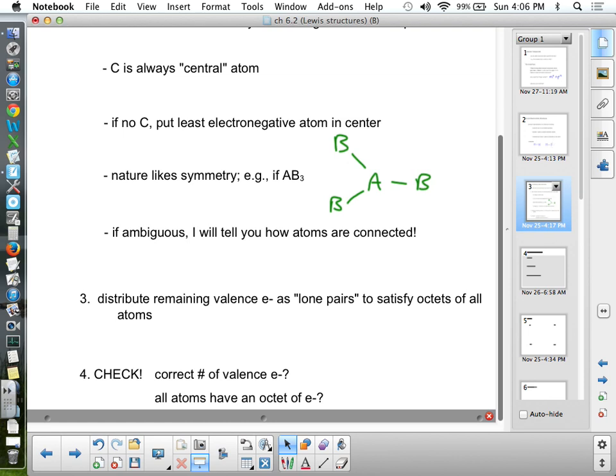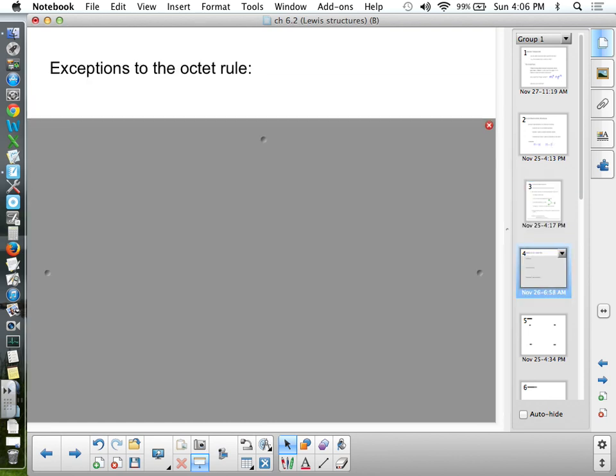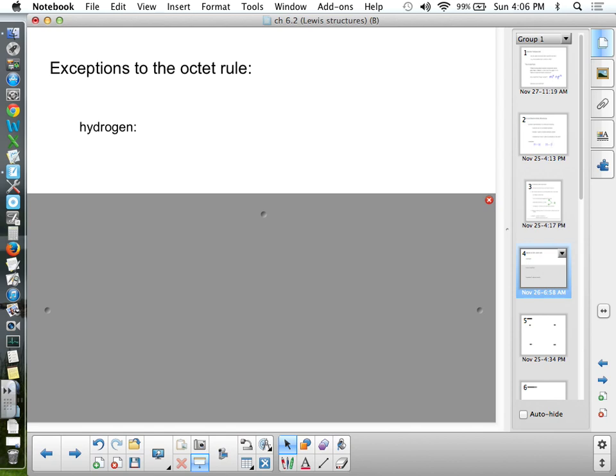Before we do some examples, let me point out some exceptions to the octet rule. First of all, obviously hydrogen does not follow the octet.